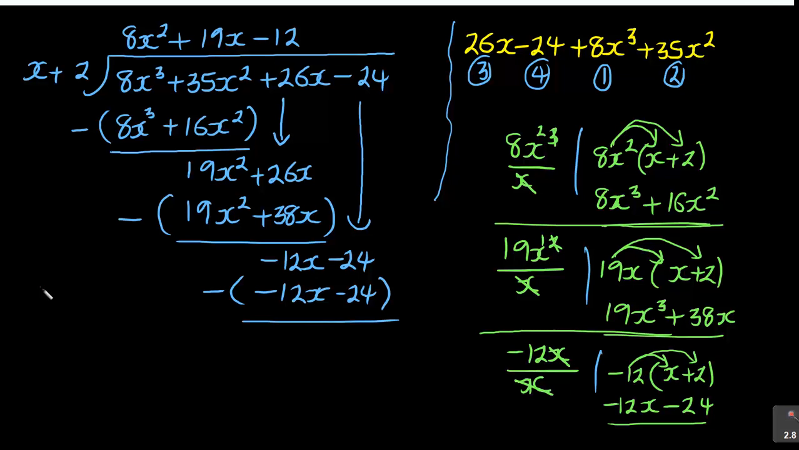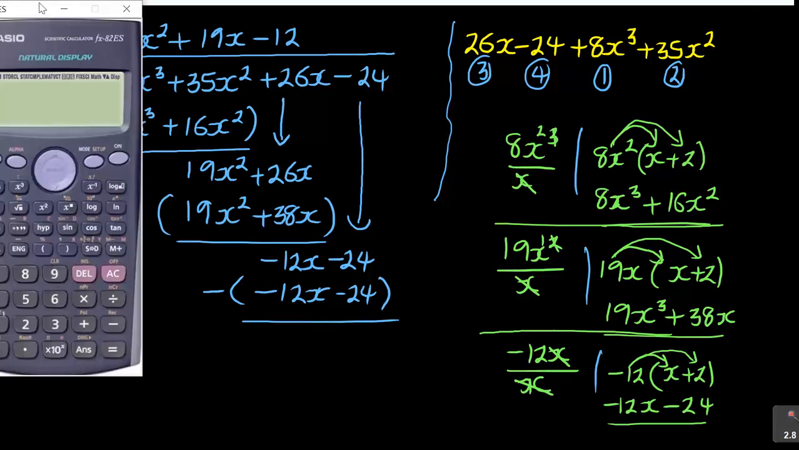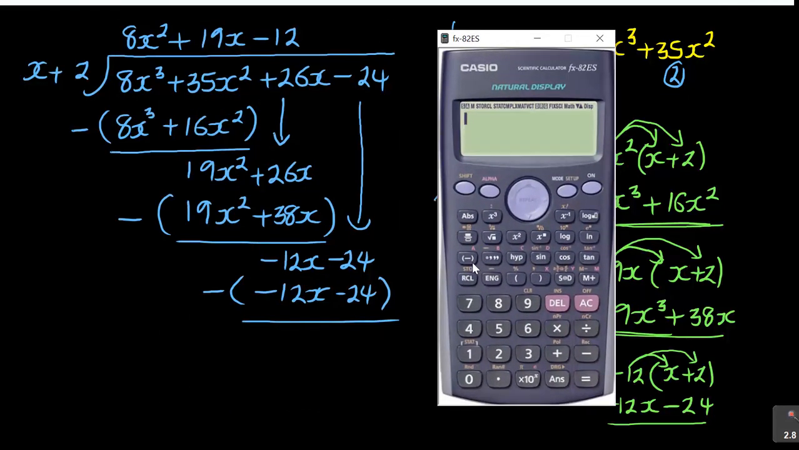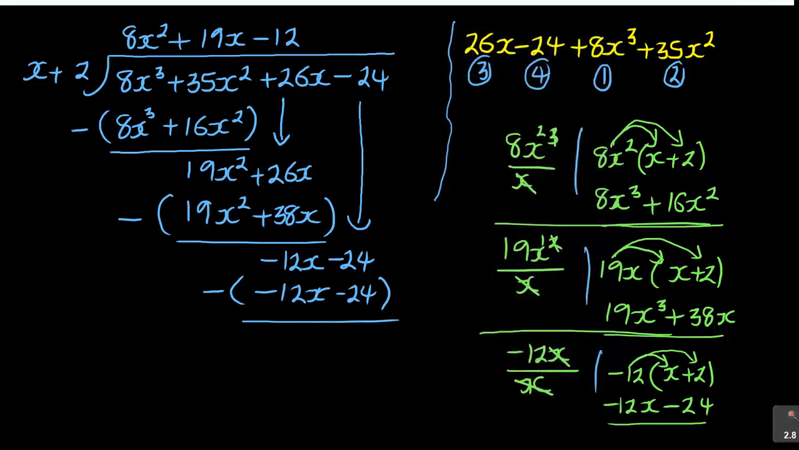So the next thing you repeat, minus 12x minus minus 12x. It will always give you a 0. If you are confused with many negatives, use a calculator. Minus 12 minus minus 12. See, it's a 0. Minus 24 minus or minus 24. You can use any of them. Still, it's a 0. So what you get at the end here is a 0.